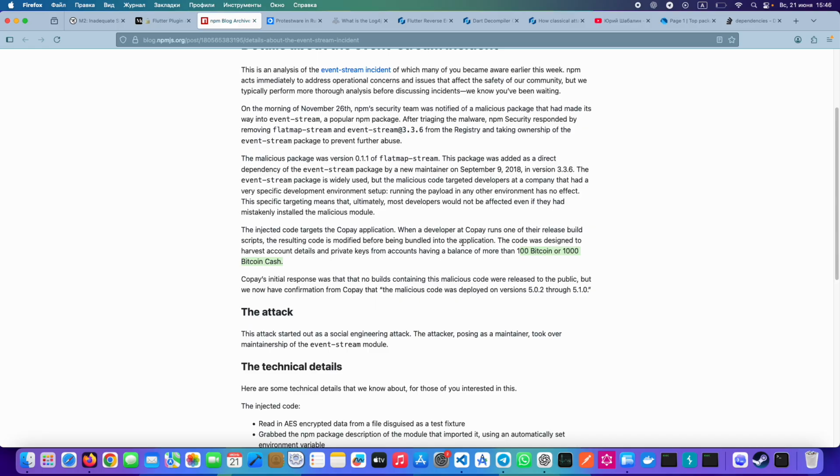After some duration, other developers started to search out what was going on, and they found out that flatmap-stream was malicious code, a Trojan. After that, the main maintainer who maintained this project removed this person, who was not a maintainer anymore, and they undid the version of event-stream.